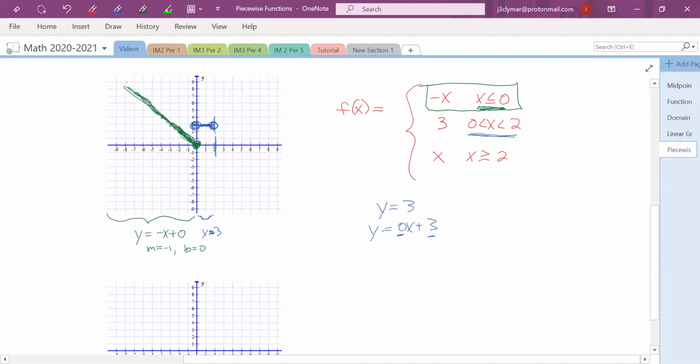All right, so finally, we have the last one, which I will do in red. And the last one is everything to the right of 2. Everything to the right of 2. So that's going to be from here on. So this is going to be all the values to the right of 2 going that way.